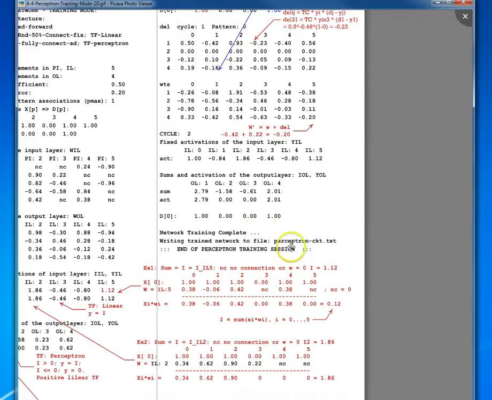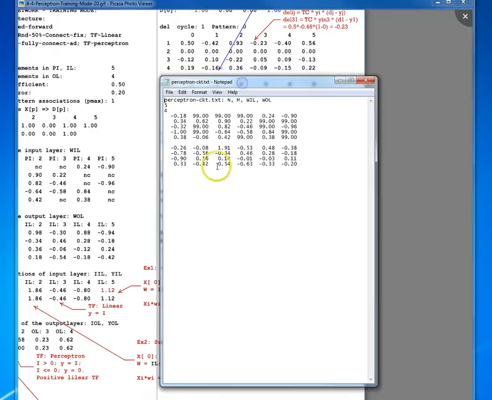So if you look at this Perceptron CKT file, once it is trained, the trained network weights are going to be stored into a file. That file is a Perceptron CKT text file. So here, this is a Perceptron CKT file. Basically what it does is it stores the n, which is the number of elements in the input, primary inputs on the input layer. It specifies how many elements you have in the output layer. Then it specifies the WIL, the input weight matrix, and then followed by WOL, the output weight matrix.